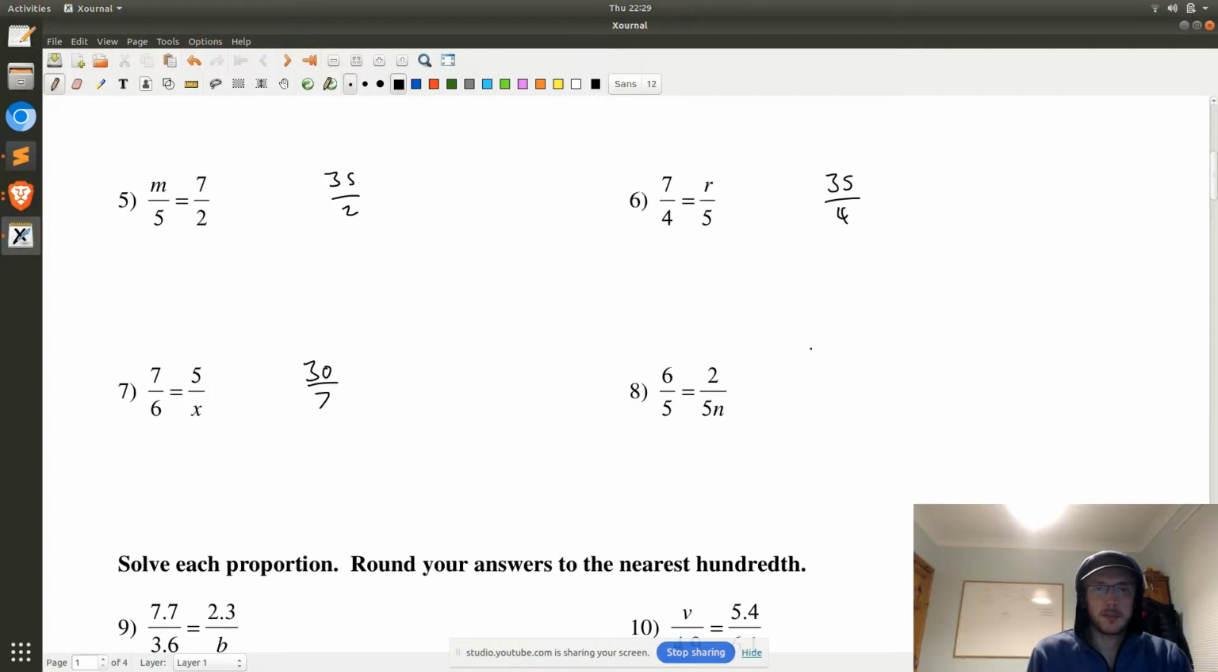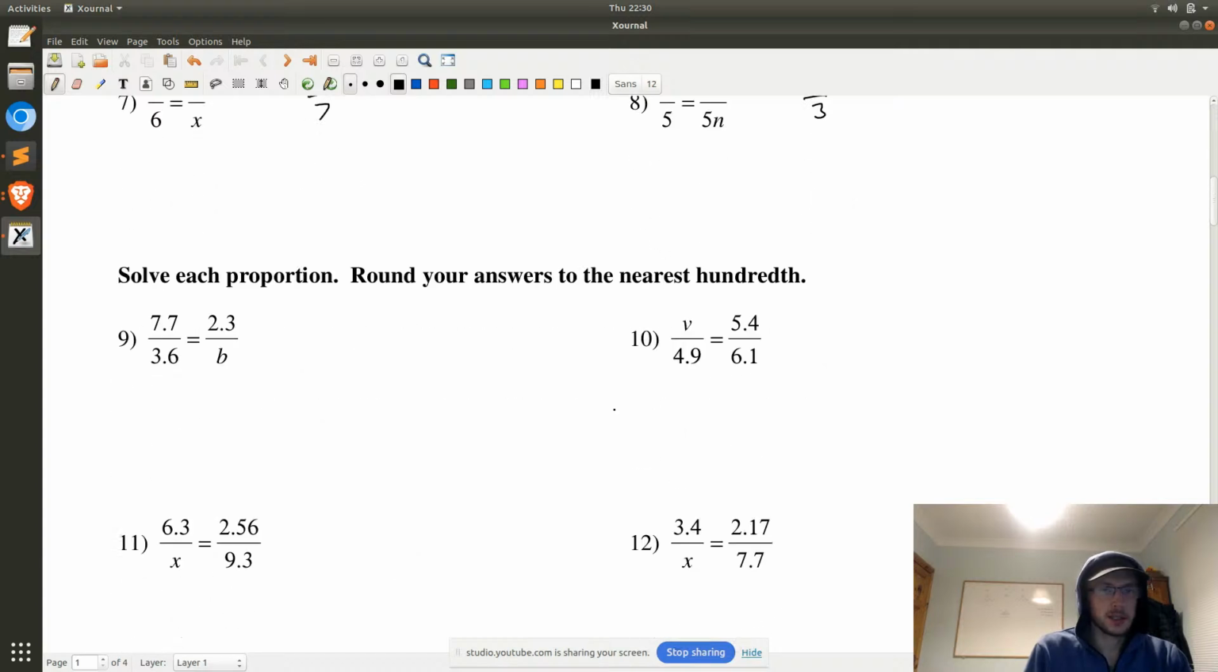So 10/30 equals n. So 1/3. And we check. Correct.